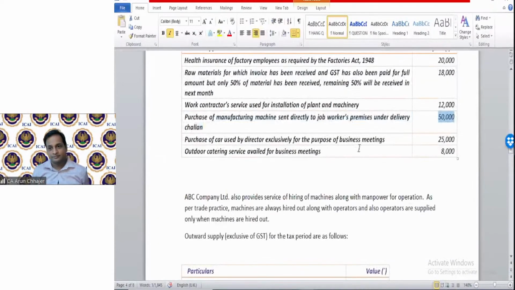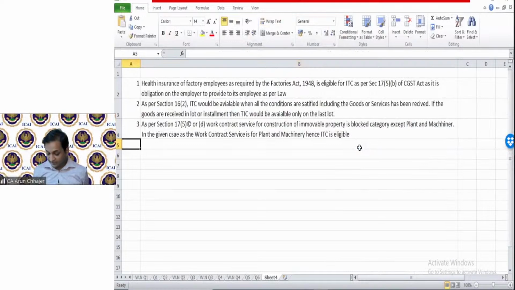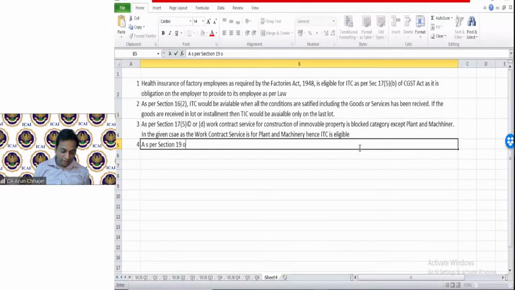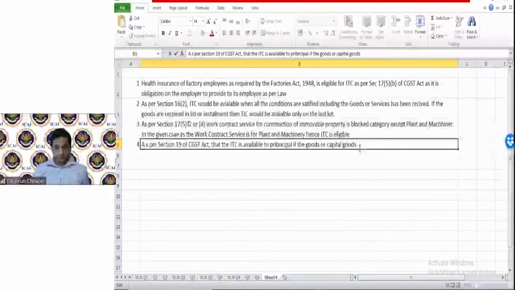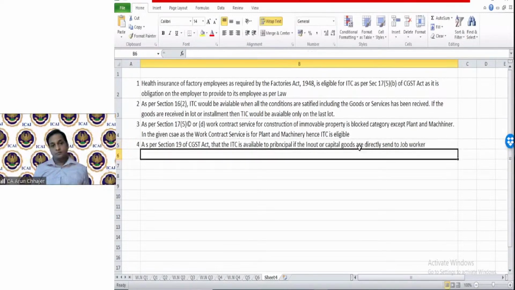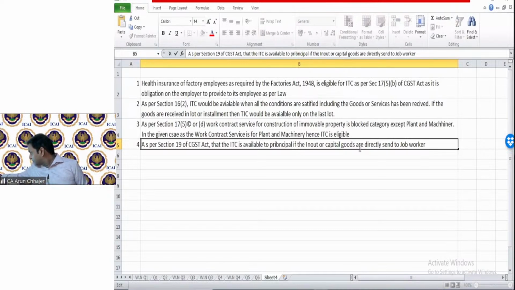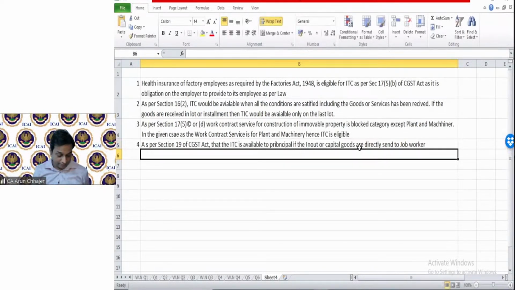Available. What is the amount? 50,000. Again, we can write as per section 19 of the CGST Act that the ITC is available to the principal if the goods are sent to the job worker. Absolutely correct.